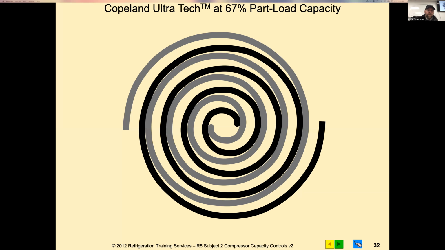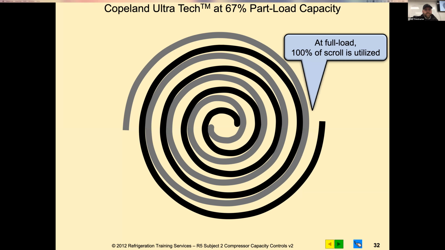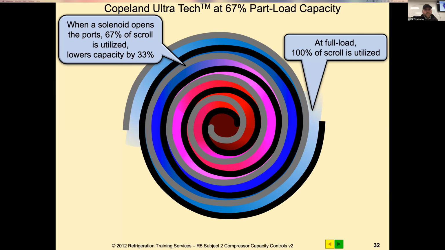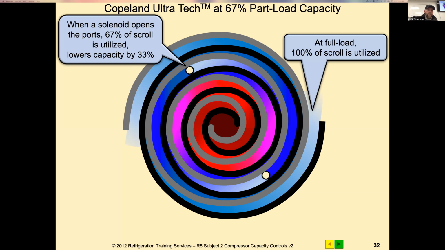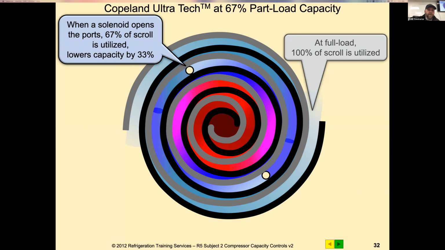So this is a top view of the oscillating plates for a Copeland scroll. At full load, they put a couple ports in there, and that's what that unloader ring does: it opens and shuts those ports. It covers the ports, and then it opens the ports. So when the solenoid opens the ports, 67% of the scroll is utilized. It lowers the capacity by 33%.